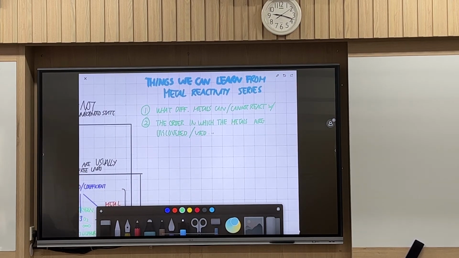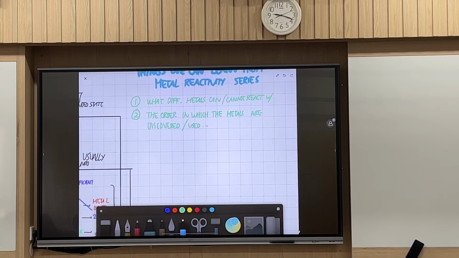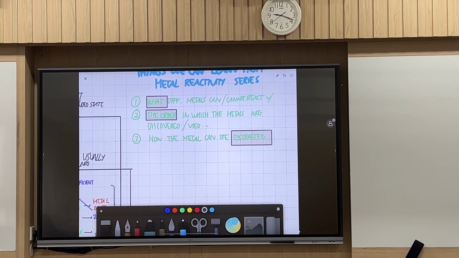And so these two things really. And number three is how the metal can be extracted. So we can learn three things from the order of reactivity. The first one is what the metal can or cannot react with. The second thing is the order in which they appear in human history. And finally is how they can be extracted. So we will look at these three now.